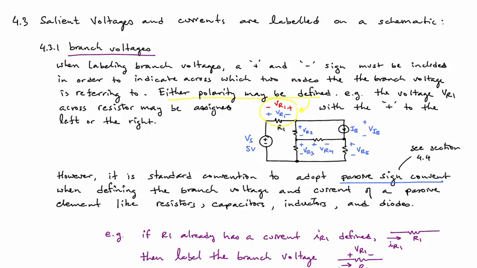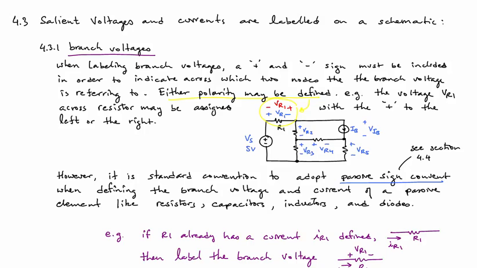So branch voltage is a voltage that is associated with a branch. A branch is any path that connects 2 nodes. And here I have not only labeled the branch voltage like VR1, I have also given it a sign convention or polarity by way of drawing a plus and a minus sign.